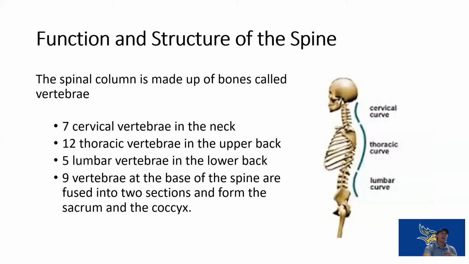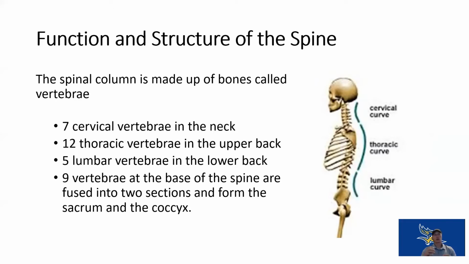With our spine, we have four major sections. The first section is the cervical curve, or the cervical vertebrae. We have 7 cervical vertebrae. Think about these as our neck. Then we have 12 thoracic vertebrae, or this is our upper back. Think of these as our rib vertebrae. Each of our thoracic vertebrae has a rib that attaches to it.